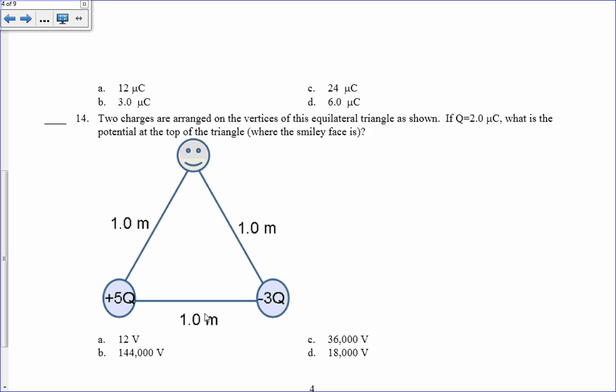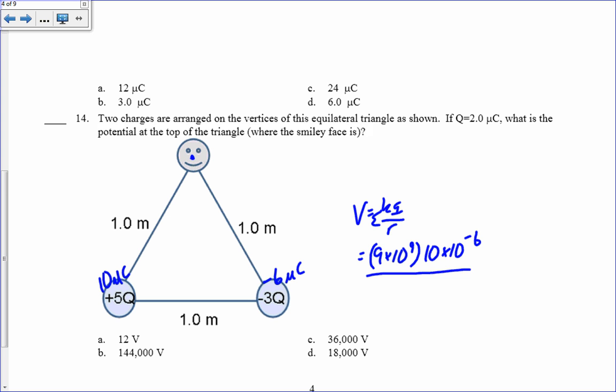Two charges arranged on the vertices of this triangle as shown. What is the potential at the top of the triangle? So here I have 10 microcoulombs and negative 6 microcoulombs. I want to know what is the potential up here. V is KQ over R. The sum, that's going to be 9 times 10 to the 9th times Q, which is 10 times 10 to the minus 6 over 1 meter plus 9 times 10 to the 9th times negative 6 times 10 to the minus 6 over 1 meter.